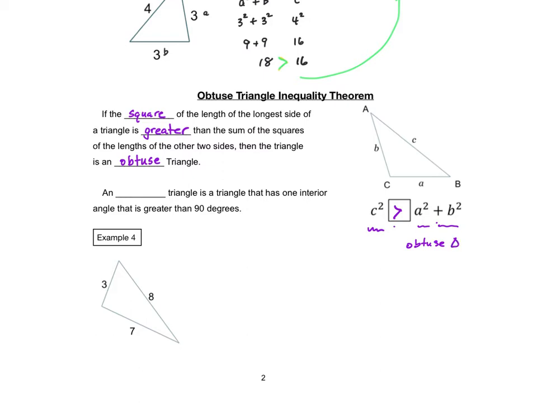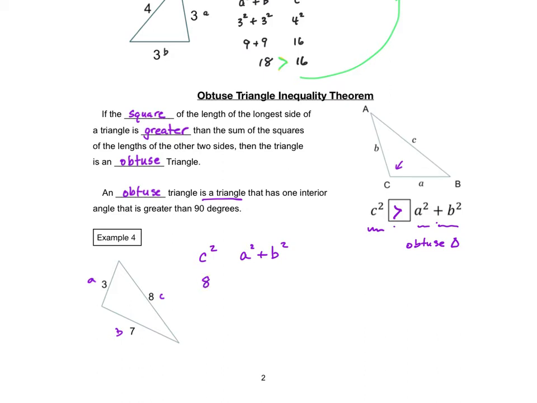So an obtuse triangle is a triangle that has one interior angle that is greater than 90 degrees. So this angle right here appears to be greater than 90 degrees. And if I were to test that, of course, I do have C squared, and then I have A squared plus B squared. So this should be C because it's my longest side. Then I have B and A.